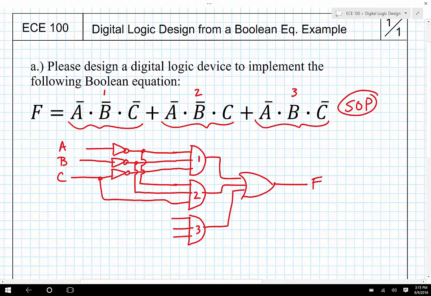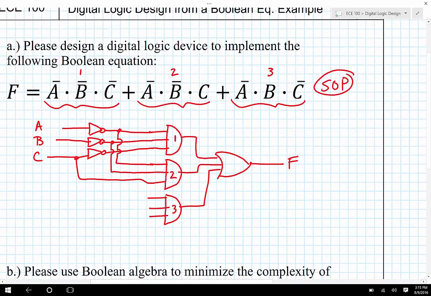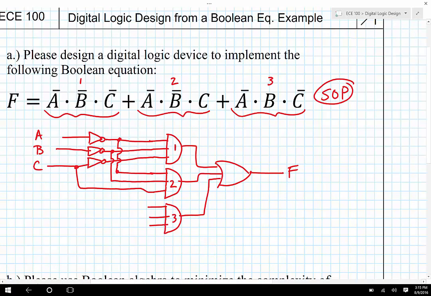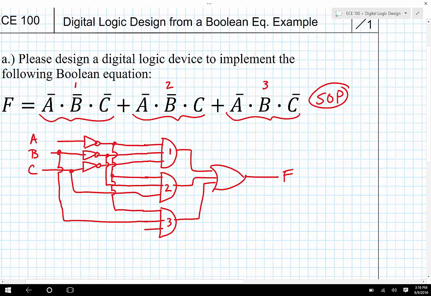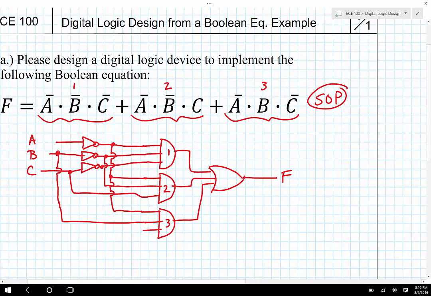The third term needs not A and B and not C. Okay, not A. The closest place that not A is available is right here. So I'm going to grab not A, skip, come down to here. And then I need B. Well, B is available way over here before you invert it. And then not C. Whew, I wish I would have left myself a little bit more space, but there is the connection that I can make to not C.